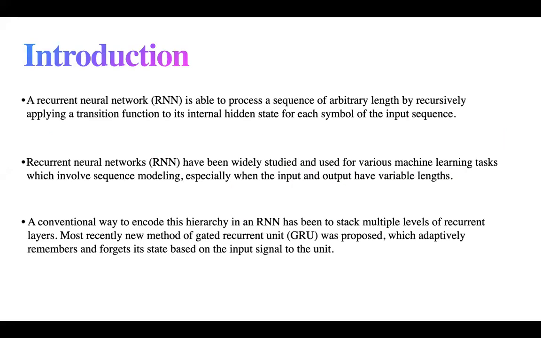A recurrent neural network is able to process a sequence of arbitrary length by recursively applying a transition function to its internal hidden state for each symbol of the input sequence. Recurrent neural networks have been widely studied and used for various machine learning tasks which involve sequence modeling, especially when the input and output have variable lengths.